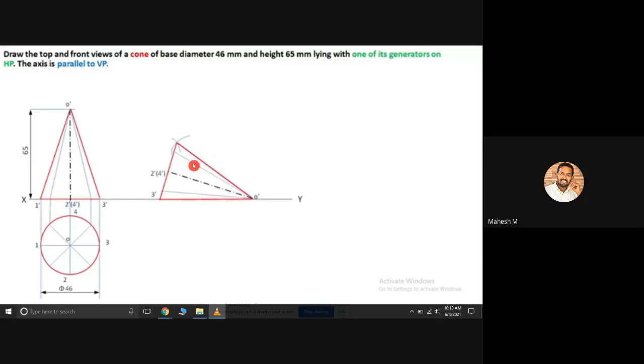Then please remember one thing, you have to create your axis. So for a 3D diagram, you have to create an axis, whether it is a prism or a pyramid. You should create your axis. Okay, so for now, any doubts?